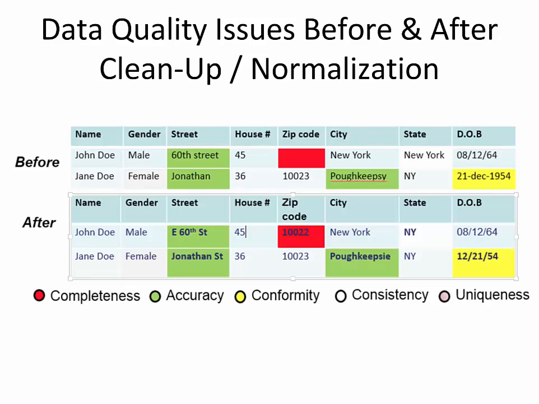This slide presents a figure that displays 2 rows of data before and after normalization. You can see that the manner in which the street field is stored is normalized to improve accuracy. Accuracy is also improved by ensuring the spelling is accurate. The data completeness is improved by including the zip code for the data. Conformity is improved by standardizing the way the dates are stored in the date of birth fields. Finally, consistency is improved by standardizing how the state is stored in the state field.